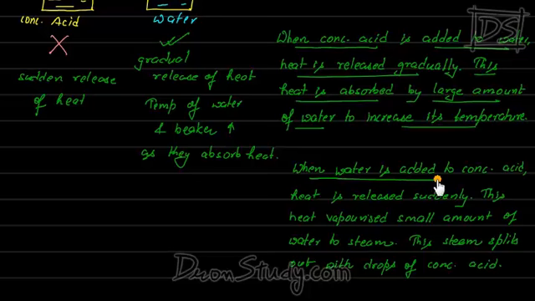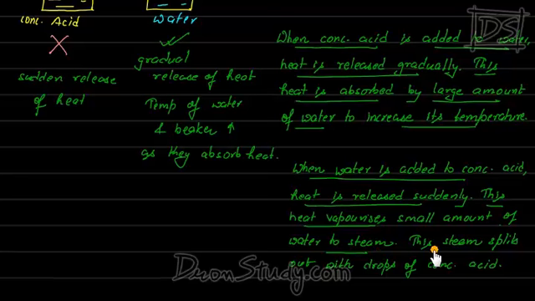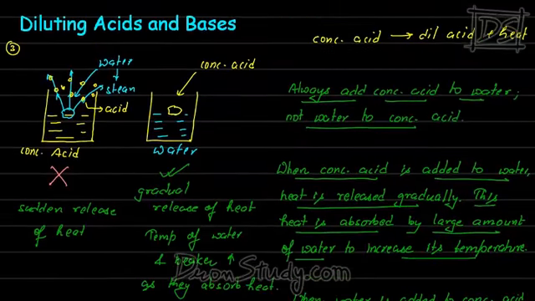When water is added to concentrated acid, like we saw here, heat is released suddenly. This heat vaporizes a small amount of water to steam. This steam splits out with drops of concentrated acid, which can fall on our face or clothes and cause us harm students. In fact students, I'll tell you a couple of things that here sometimes such a huge amount of heat is produced students that this beaker can break also.